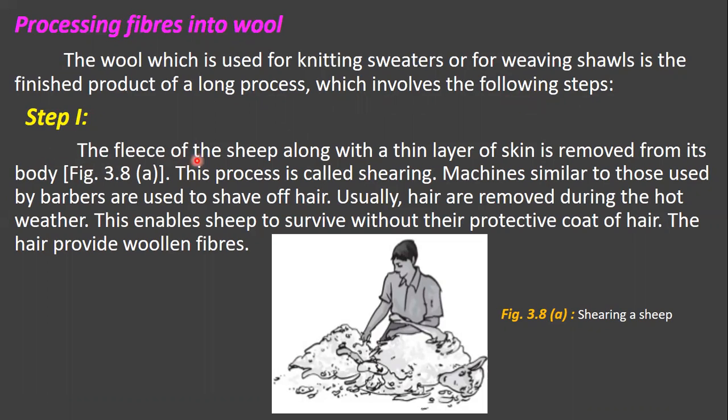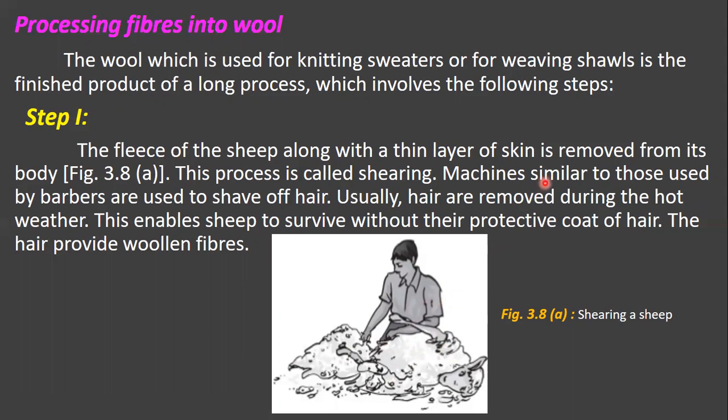First step is the fleece of the sheep along with the thin layer of skin is removed from its body. See, the fleece means the hair of the sheep. It is shown in the figure here. And this process is called shearing. Shearing means the hair of the sheep along with the thin layer of the skin is removed from the sheep's body.